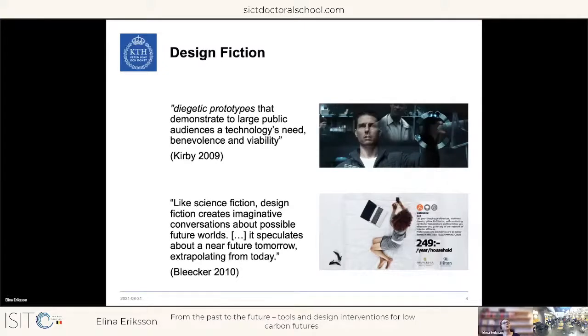So the last quote on this slide is: like science fiction, design fiction creates imaginative conversations about possible future worlds. It speculates about a near future tomorrow, extrapolating from today. And maybe the main reason why we use design fiction is defamiliarization, to make what we take for granted something that we actually see again and maybe question, but also to be able to imagine other futures.